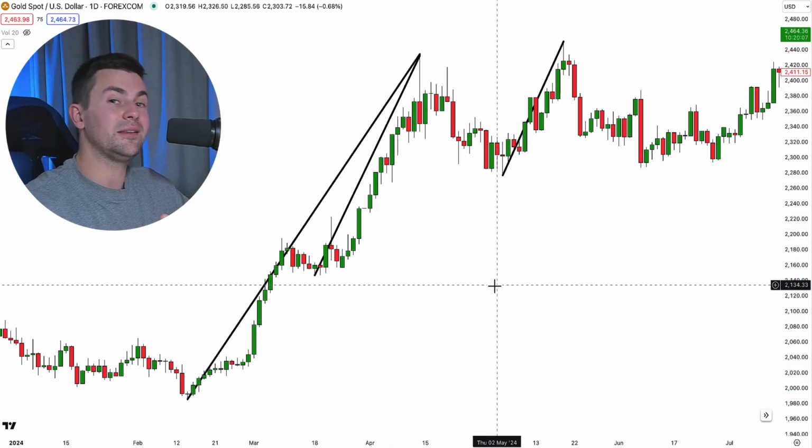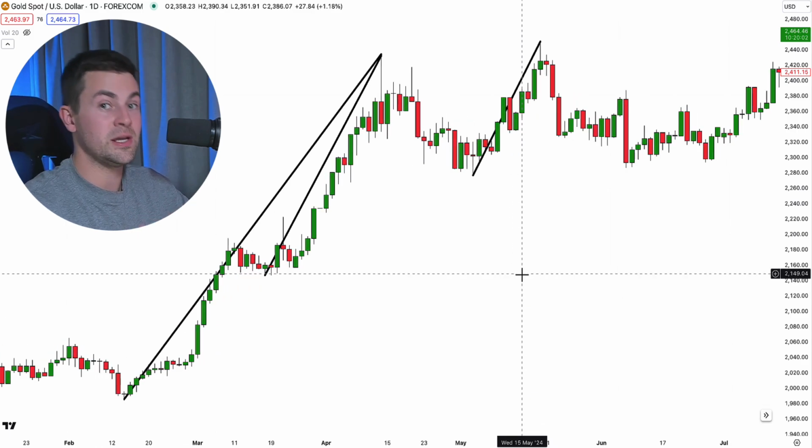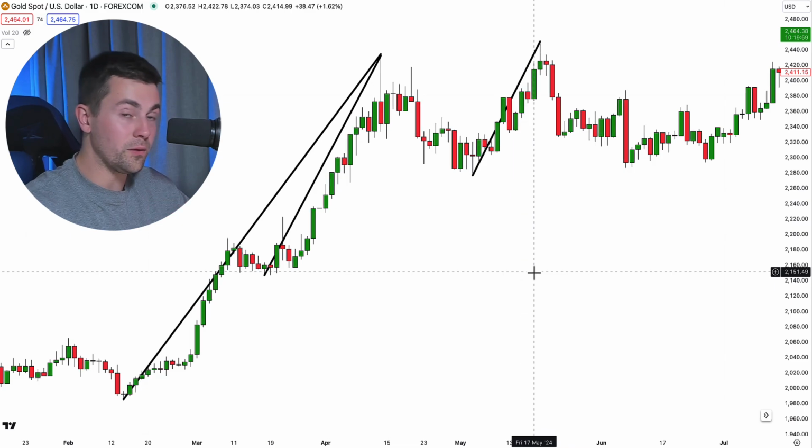Once you identified the impulses, once you spotted 3 impulses, you should draw the Fibonacci extension levels based on all these impulses.